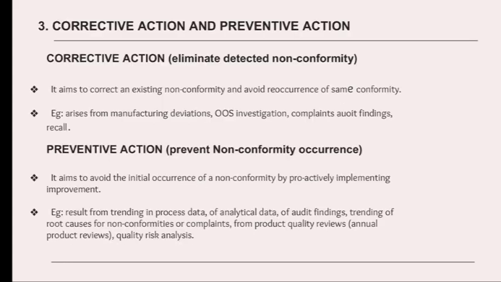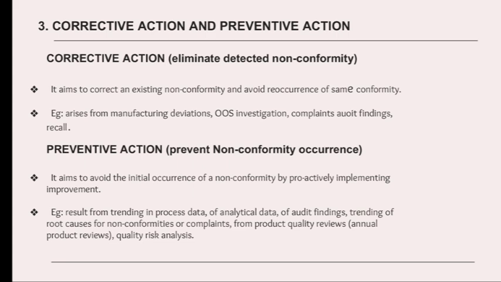Third, a corrective action and a preventive action. Corrective action eliminates the detected non-conformity. It aims to correct an existing non-conformity and avoid a reoccurrence of the same non-conformity. For example, it arises from manufacturing deviations, OOS investigation, complaints, audit findings, recall.